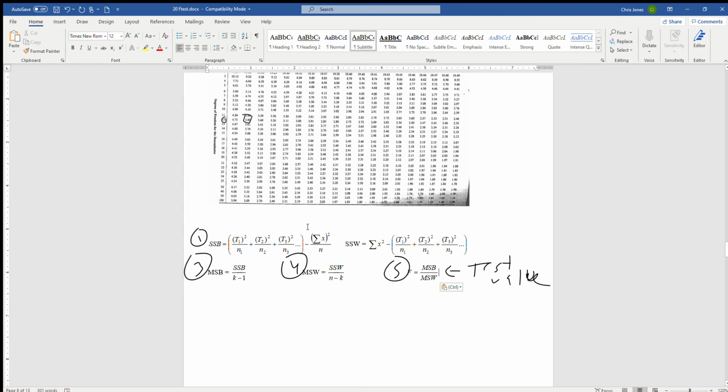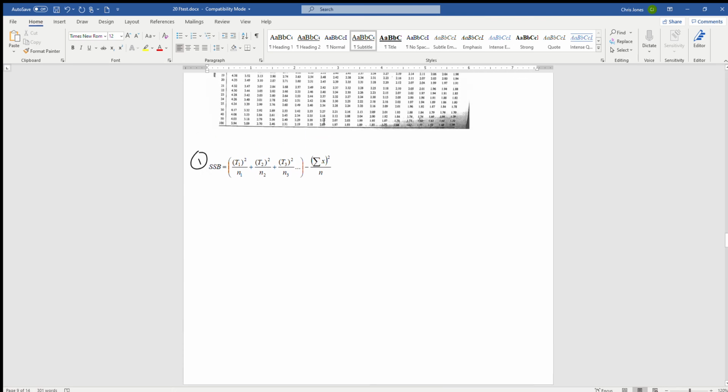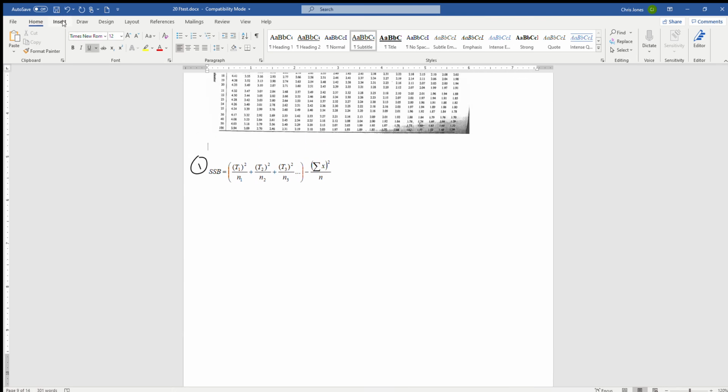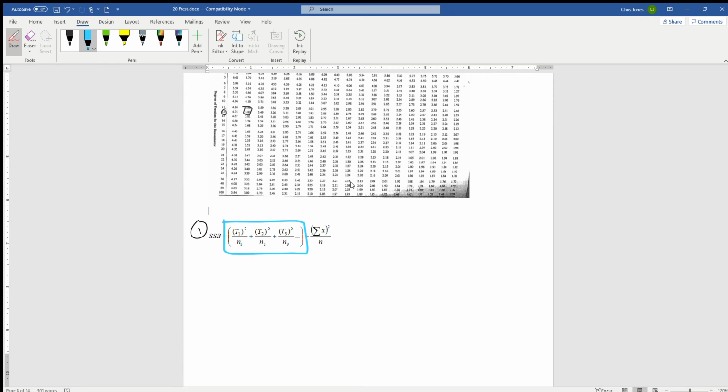All right, so let's set this up. So SSB. Recall that we're going to compute this in two different steps. First, we're going to find this T1 squared, etc. So if we go back up, remember T1 was 352.